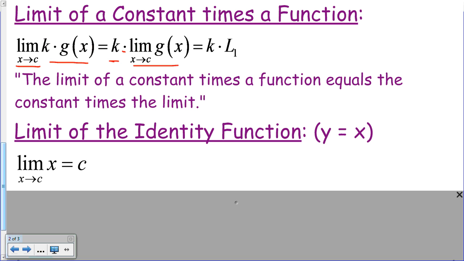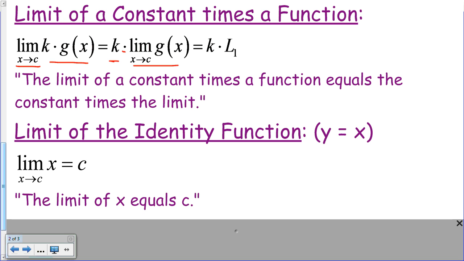And again, if you remember the definition of a limit, the limit was the y value that you're approaching. Because we're letting x approach c here, our y value is approaching the exact same value because it's the identity function. Whatever x is going to, y is going to that same value. In other words, we can say the limit of x is just equal to c.